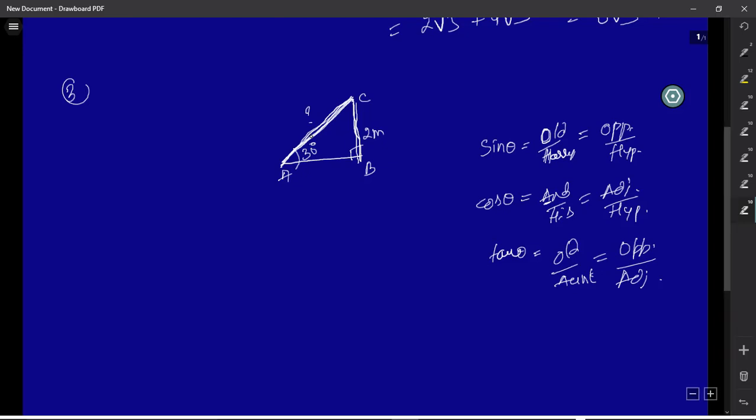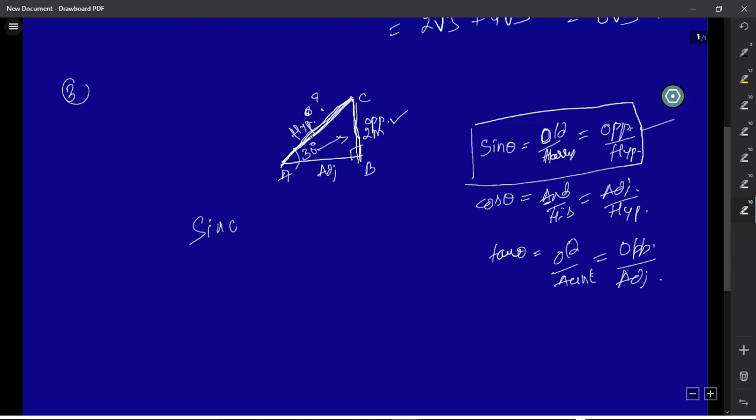Now if you look in the figure, with respect to this angle 30 degrees, BC is my opposite side, this slant line is always the hypotenuse, and this is my adjacent side, right? In the question, they have given us the opposite side, which is 2 meters, and they are asking us to find out the hypotenuse, right? So opposite and hypotenuse, opposite by hypotenuse, where do you find it? You see that sine theta is opposite side by hypotenuse.